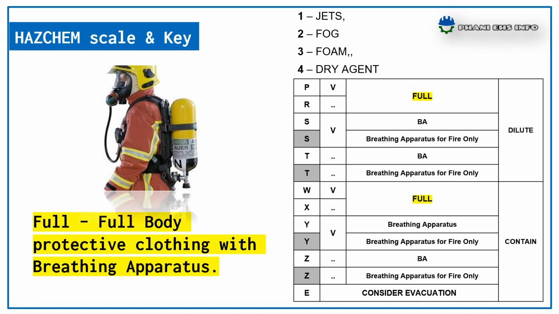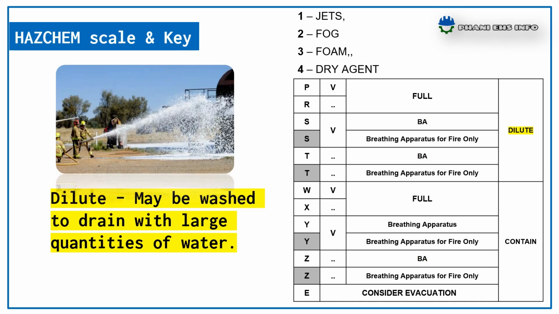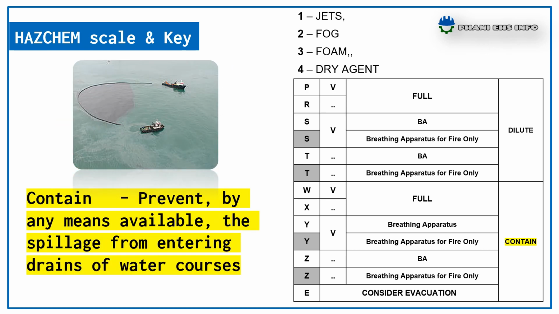Full means full body protective clothing with breathing apparatus. BA means breathing apparatus plus protective gloves. Dilute means may be washed to drain with large quantities of water. And contain means prevent by any means available the spillage from entering drains or water courses.